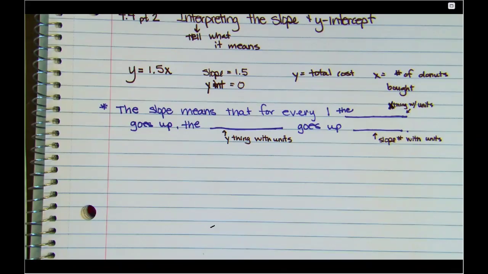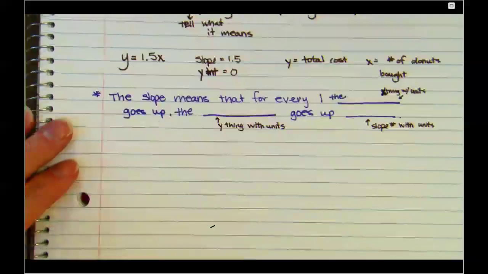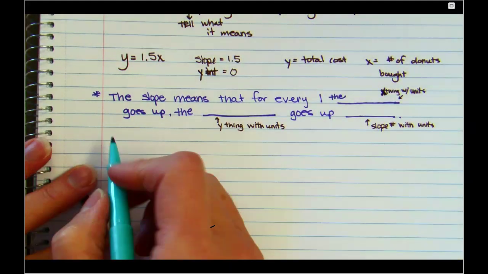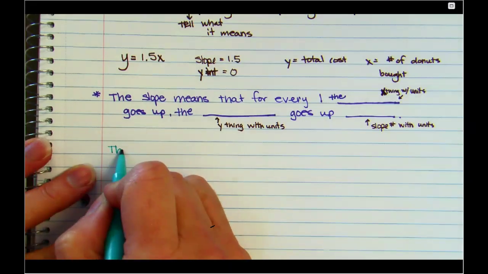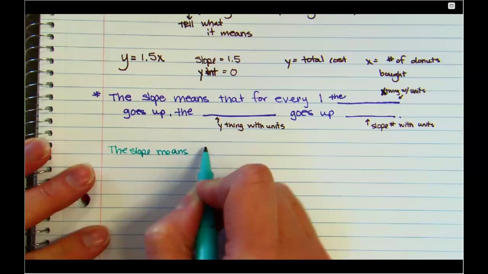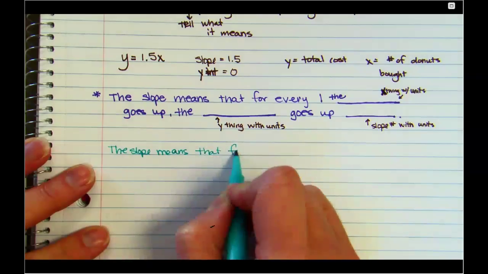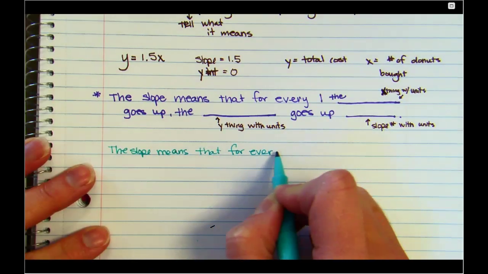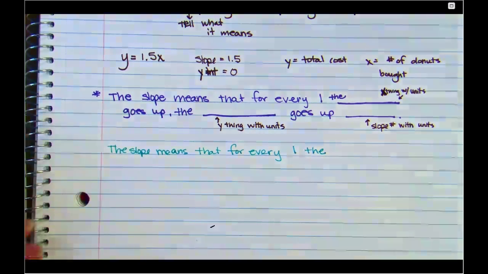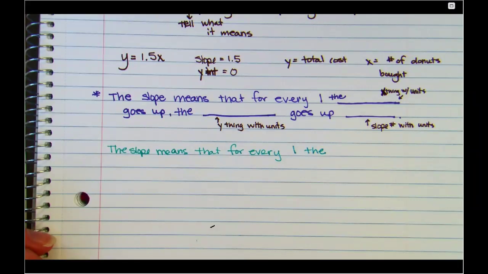All right, so let me show you how this works. I'll write this. If I say to you on a quiz, what does the slope mean in this situation? Or I would say, interpret the slope. I would write, the slope means that for every one, that is guaranteed. You got to put that in the sentence. The slope means that for every one, now I'll slow down so you can write it.